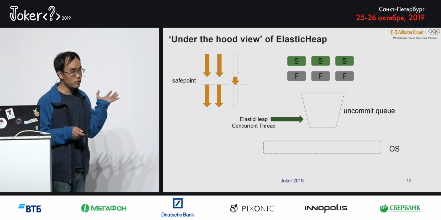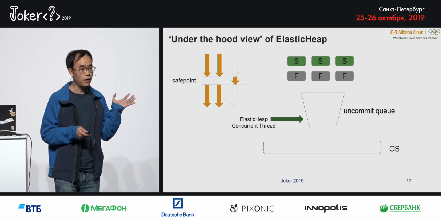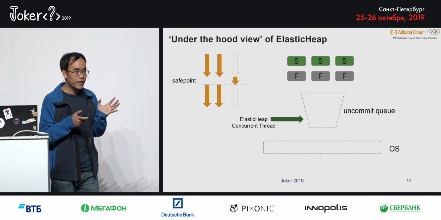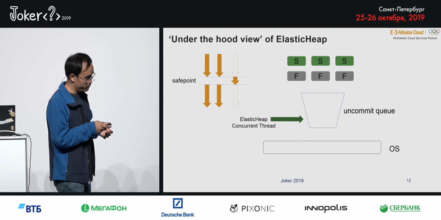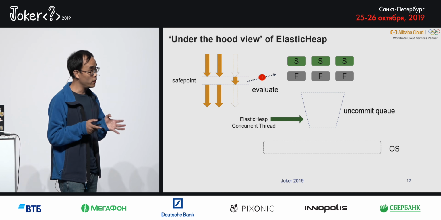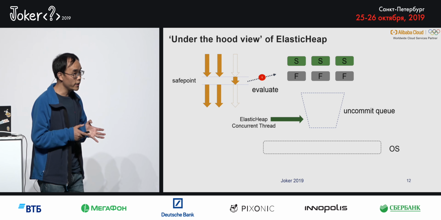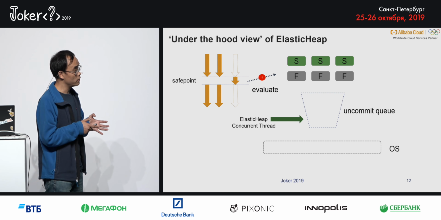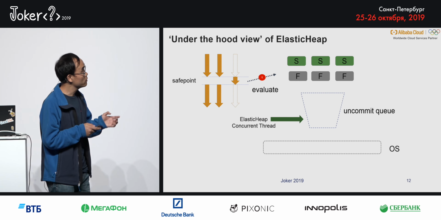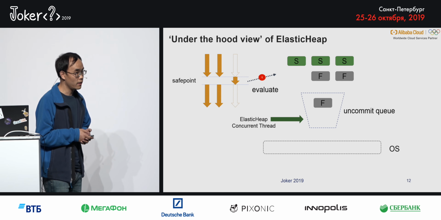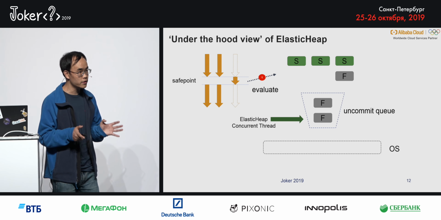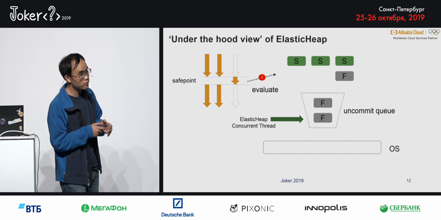This is a picture of how we can implement elastic heap. In this picture, I show how we can return the unused memory to the OS. In step 1, during the stop-the-world phase, at a safepoint, the VM thread will do an evaluation. If the JVM thinks 2 heap regions are not used and are enough to return to the OS, then it puts these 2 heap regions into what we call the uncommitted queue. This is the first step.